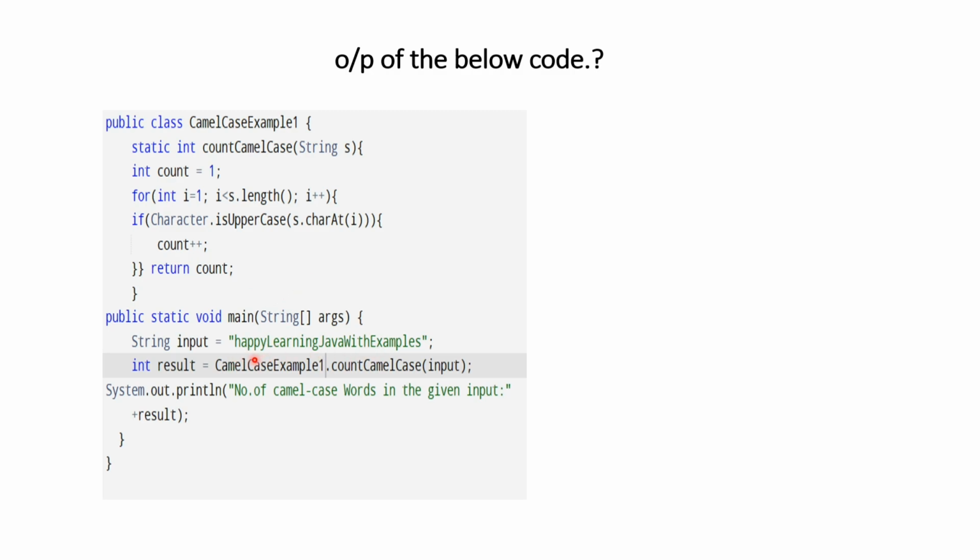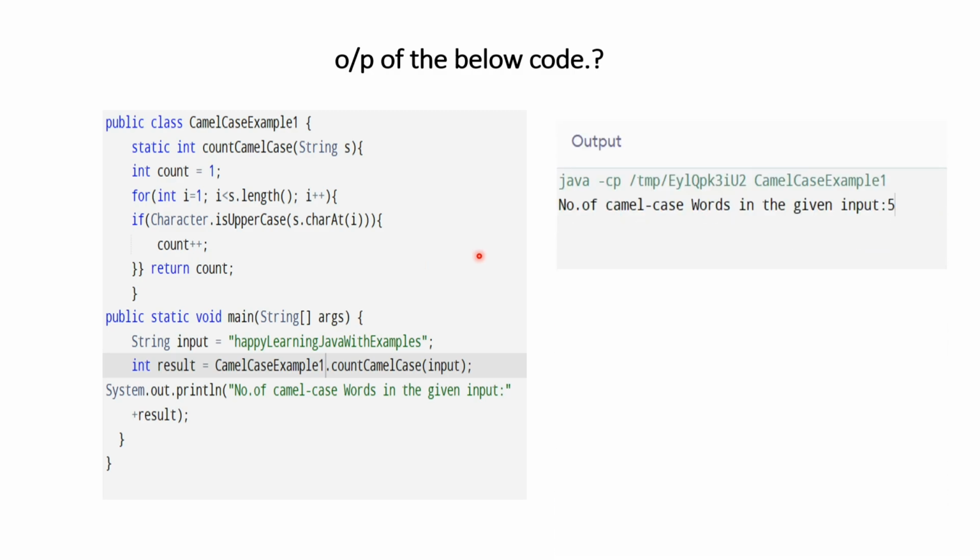So in the same example, we have just changed the count initialization to 1. What will be the output of this code? It will give us 5, meaning the number of camel case words in the given input is 5. So here, "Happy learning Java with examples," totally we have 5 words here. So all these are camel case letters.